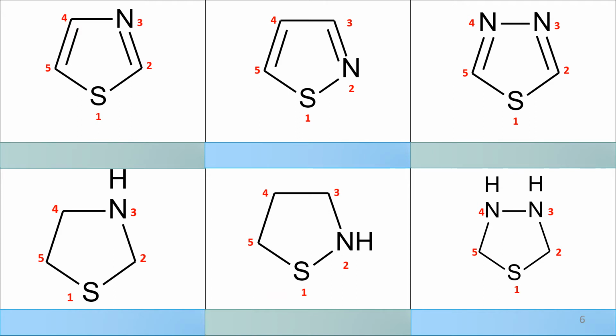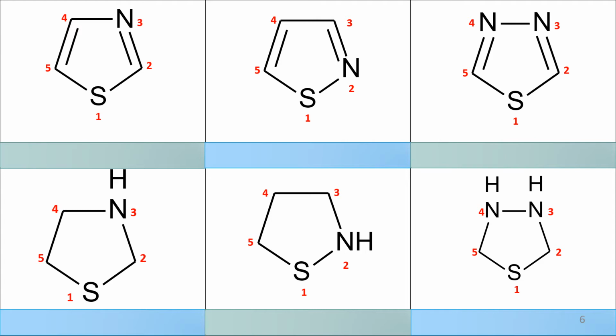First, there is a five-membered ring, but very important, two heteroatoms are present. The first one is sulfur, the second one is nitrogen. If two or more heteroatoms are present, then we number oxygen first preferably, sulfur second, and nitrogen third. So according to that rule, we give number 1 to the sulfur, and the next heteroatom, nitrogen, is number 3.